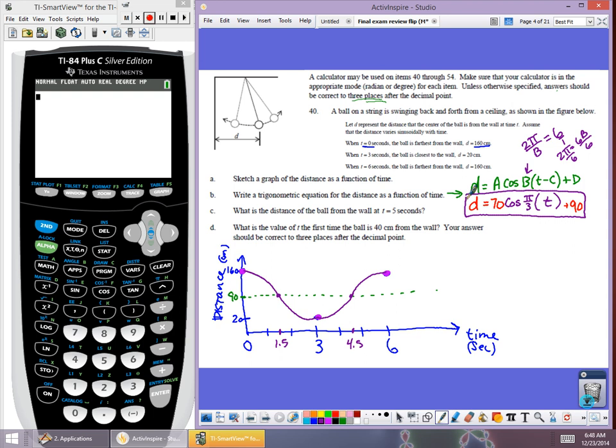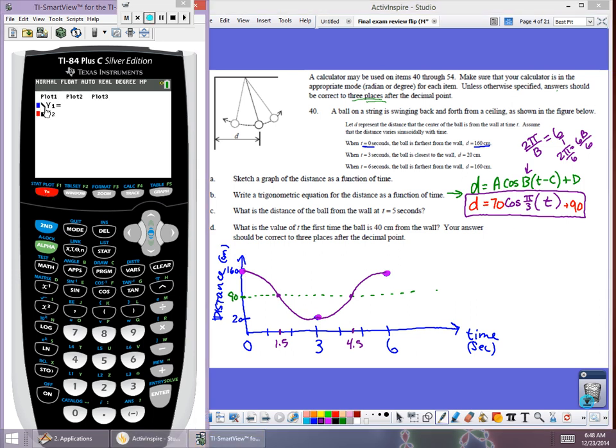Now, I think it would be a really good idea to type that in your calculator and make sure that these points fit correctly. So we're going to go to the calculator, type in y equals 70 cosine of the quantity. It's important that we put a set of parentheses: pi divided by 3, close that inner set, times t, which is just x, and then close that off, plus 90, and graph it.